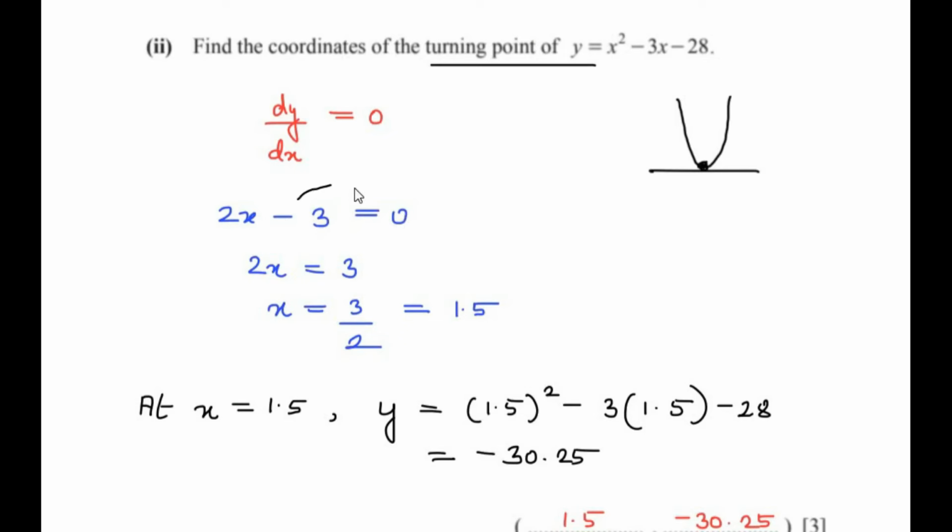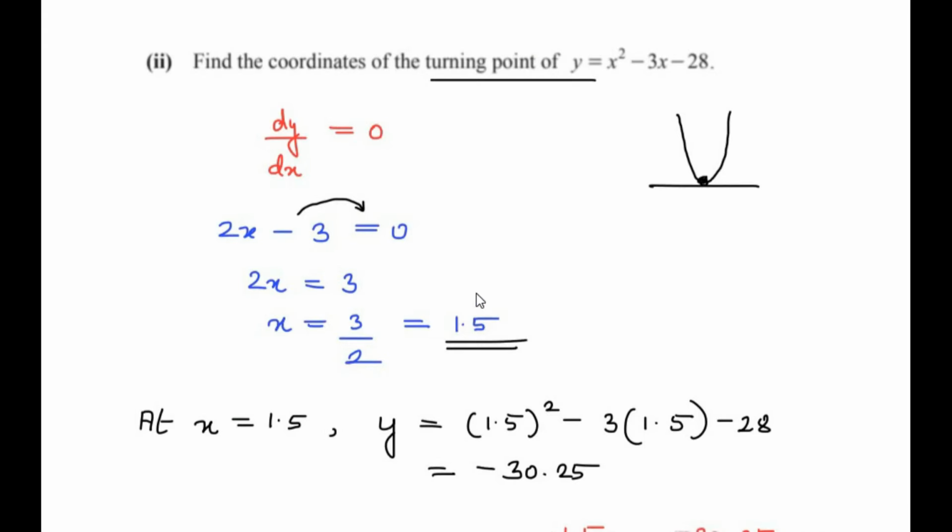So taking minus 3 on the other side of the equal to sign, we get 2x equal to 3, or x is equal to 3 over 2. That is x equal to 1.5. So we have got the x coordinate of this turning point. We are going to plug in this value of x in y to get the y coordinate.